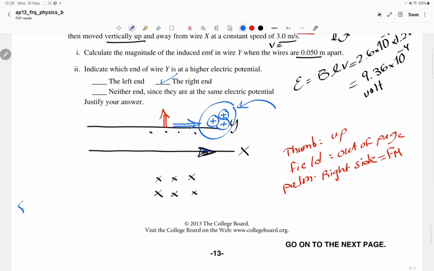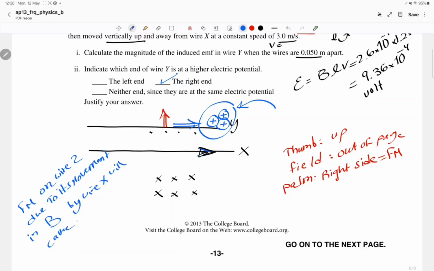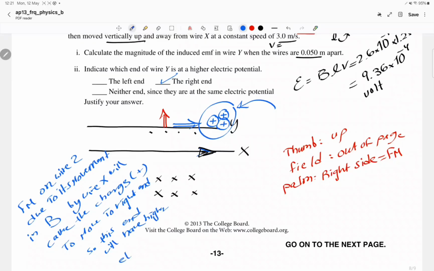So basically, the magnetic force on wire Y, due to its movement in the magnetic field by wire X, will cause the positive charges to move to the right end. So this end will have the higher electric potential.